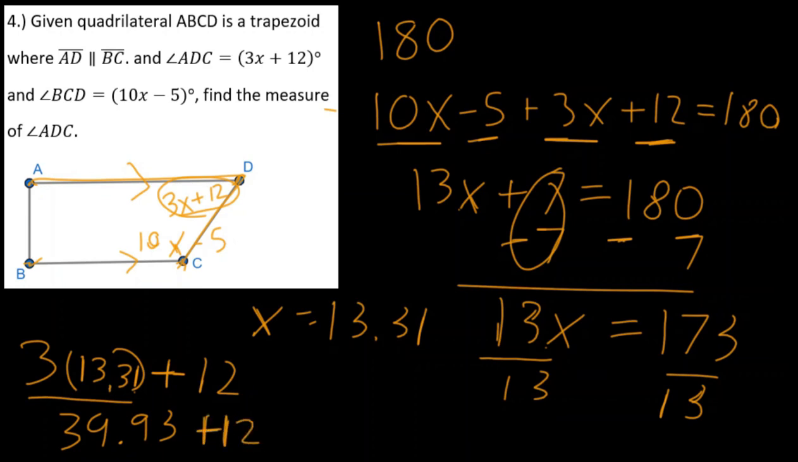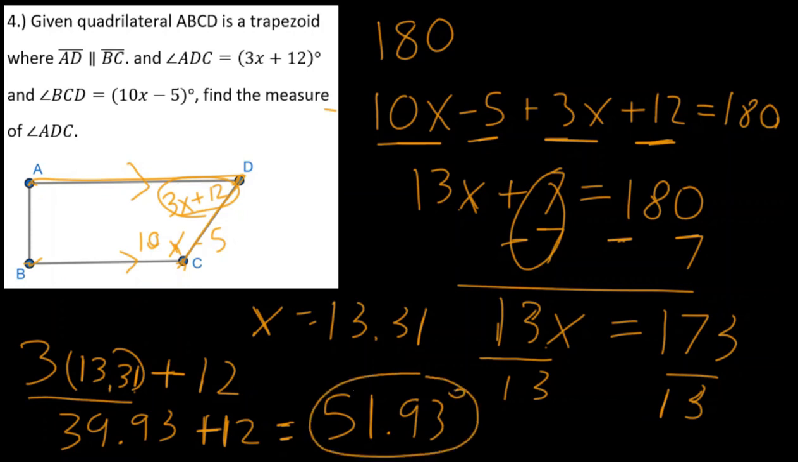And at this point, if you need your calculator, hey, that is A-okay. Just to be safe, let's go ahead and do that number, 39.93 plus 12 will give us 51.93. So it turns out that our angle ADC is going to be 51.93 degrees. Don't ever forget, angles will always be in degrees. Alright, I hope this helps, and I'll see you guys in our level 4 video.